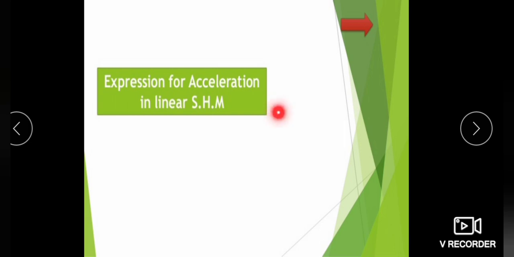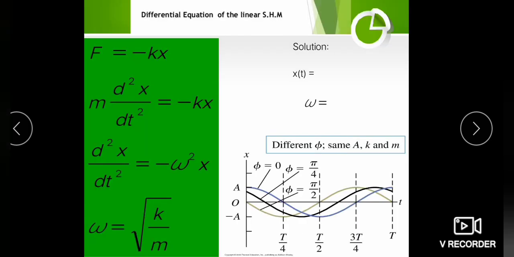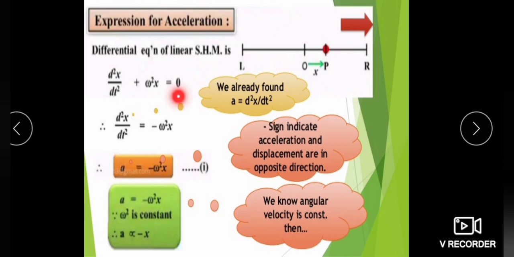Let us find the expression for acceleration in linear SHM. From the differential equation of linear SHM, d2x upon dt square is equal to minus omega square x. Since d2x upon dt square is acceleration, a is equal to minus omega square x, and hence acceleration is minus omega square x.